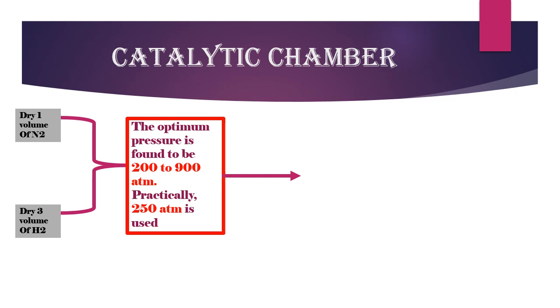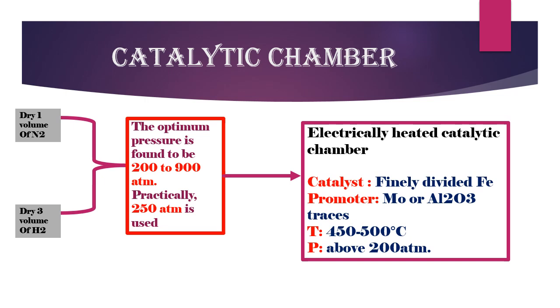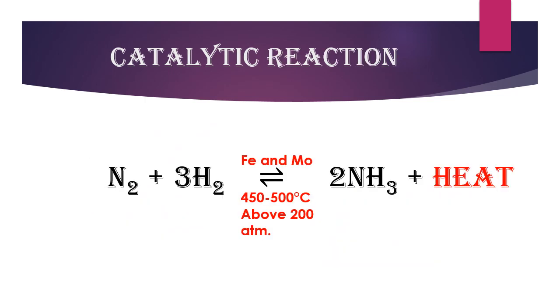Then whatever N2 and H2 are compressed will be sent to the next chamber, that is the catalytic chamber. Why do you call it the catalytic chamber? Because you are using the catalyst here. This is the main chamber where the reaction actually takes place. You use an electrically heated catalytic chamber. The catalyst will be finely divided iron. The promoter is molybdenum or Al2O3 traces. Temperature is 450 to 500. Pressure is above 200 atmosphere. So with these ideal conditions, when you do the reaction, you will get this catalytic reaction.